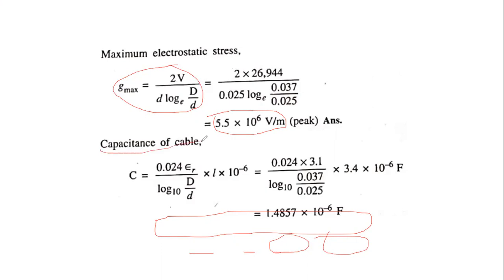Next we calculate the capacitance of a cable. The formula is C equals 0.024 epsilon r by log base 10 D by d, into L into 10 power minus 6, where L is the length of the cable, epsilon r is the relative permittivity, D is the total diameter with insulation, and small d is the conductor diameter. Substituting the values, the capacitance is 1.4857 into 10 power minus 6 farads.